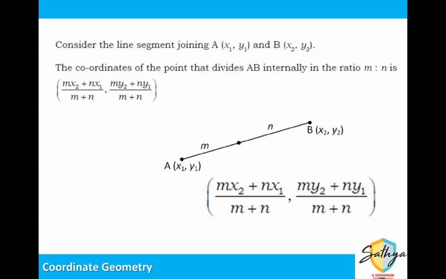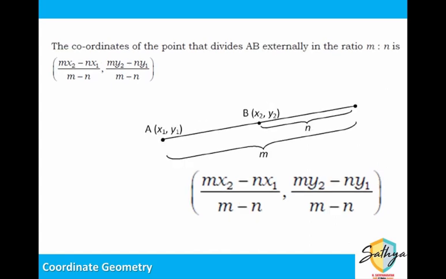So the formula to find the coordinates of a point which internally divides the line in ratios m and n is (mx2 + nx1)/(m + n) and (my2 + ny1)/(m + n).